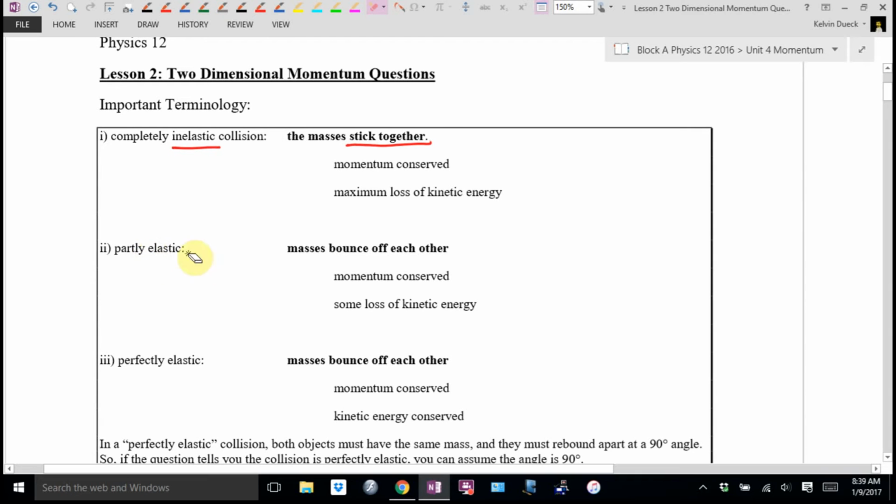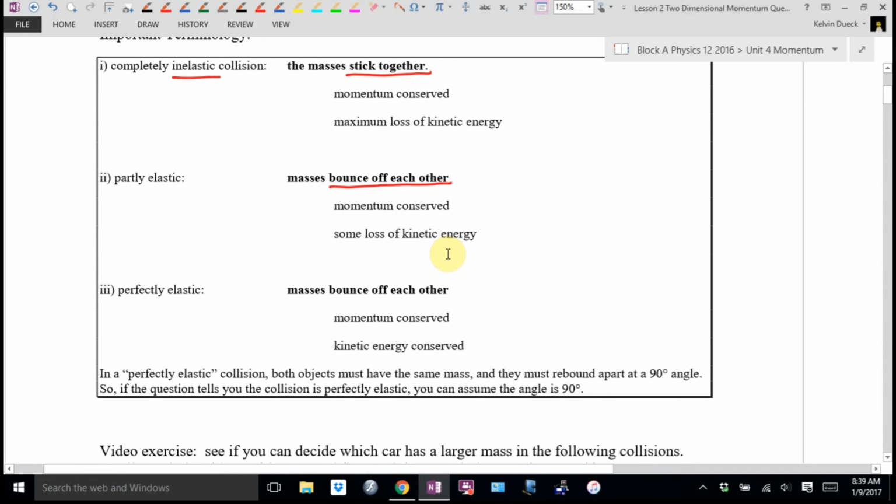Partly elastic is where the masses bounce off each other. The way I gave you, I think, last year to remember this is to think elastic band, rubber band, they bounce off. Inelastic, not elastic. They don't bounce off. What's the opposite of bouncing off? Stick together. I don't think I talked about perfectly elastic collisions with you last year. This is a special type of elastic collision.